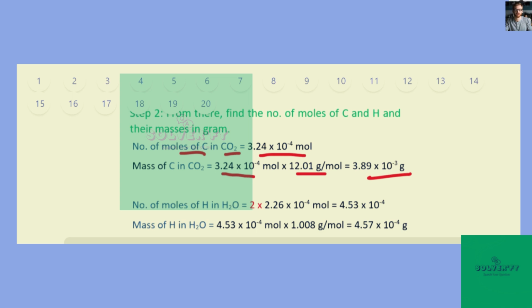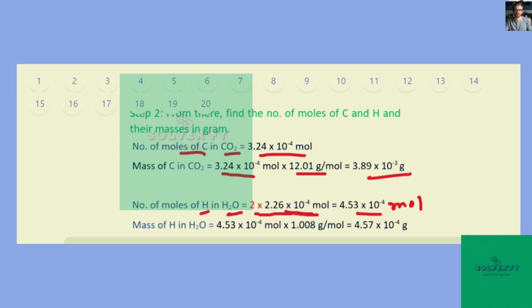In the same way we find the number of moles of hydrogen in H2O. And since in one H2O we have 2 H, that means 1 mole of H2O will produce 2 moles of H, and that means this mole of H2O will produce 2 times this mole of hydrogen, and this is the number of moles of hydrogen produced.